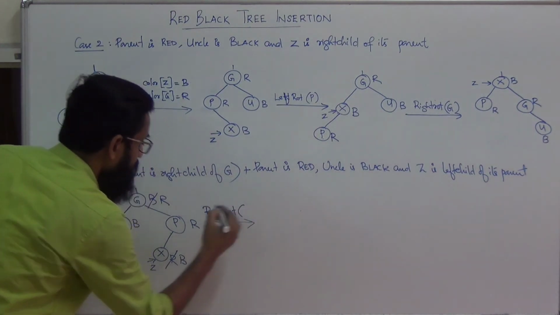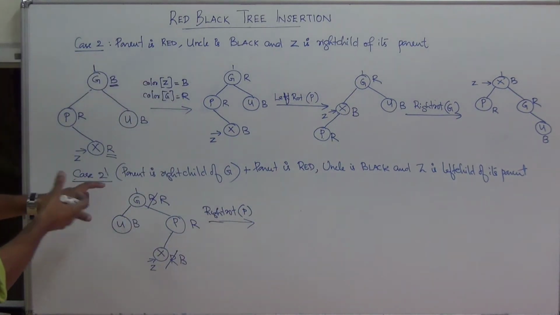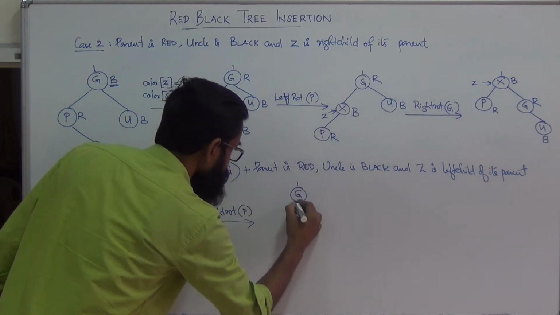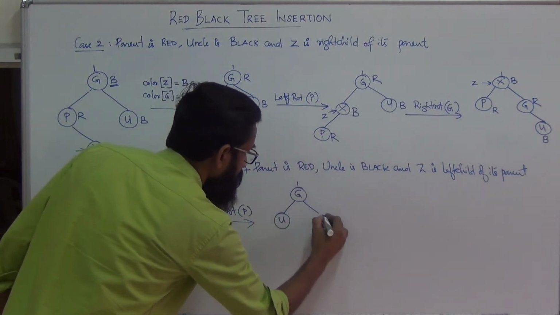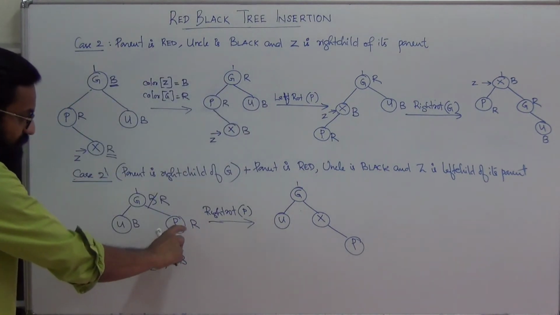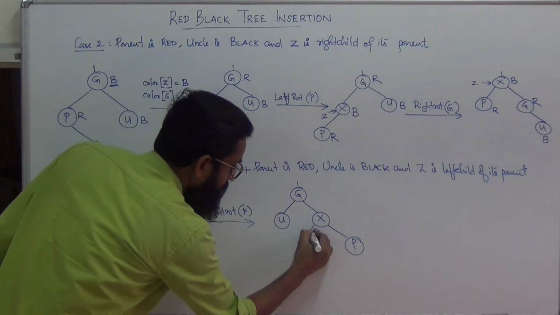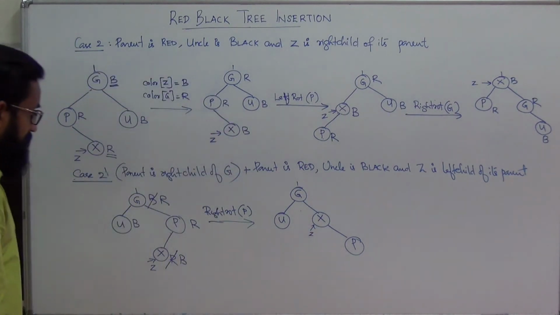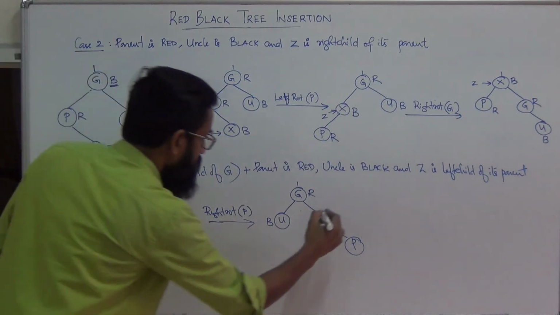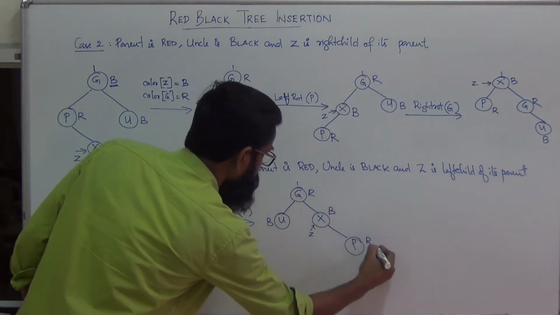Right rotation with respect to parent. So what happens if I perform right rotation with respect to parent? I will be getting this structure. When you perform right rotation with respect to parent, X will take the position of parent. Now if I mark the colors, U is black, this is red, X is black, and this one is red.